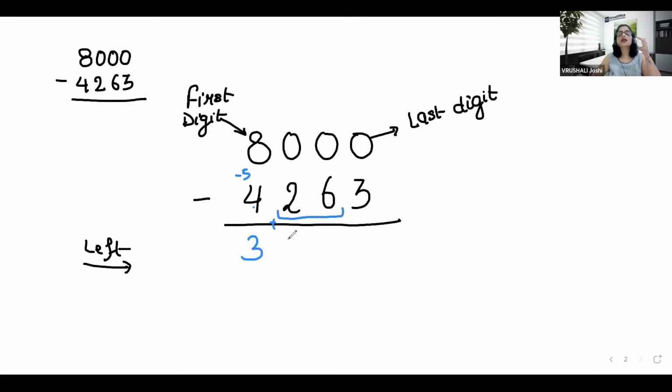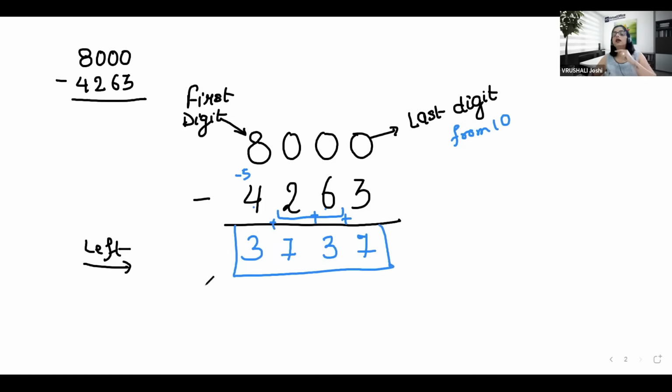2 plus 7 is 9. 6 plus 3 is 9. And 3 plus last is 10. No, last digit from 10. So 3 plus 7 is 10. So this is your answer. How many got this? Okay, I'm going to do one more sum. Pay attention, okay? Let's do one more sum.